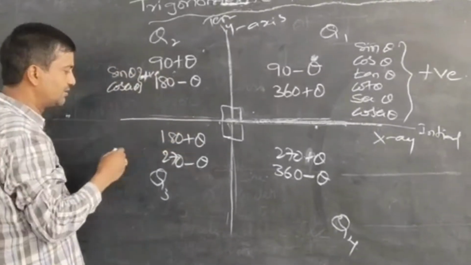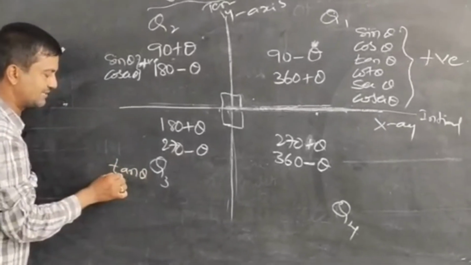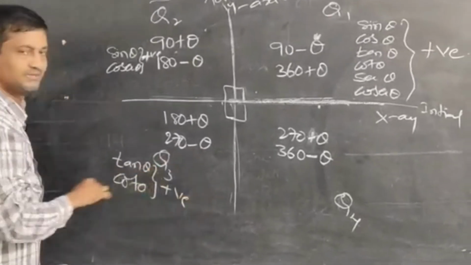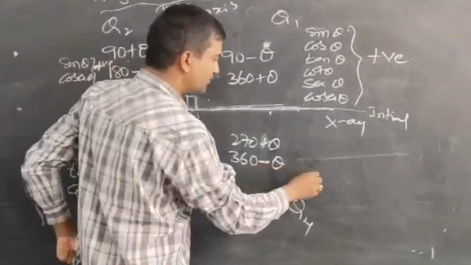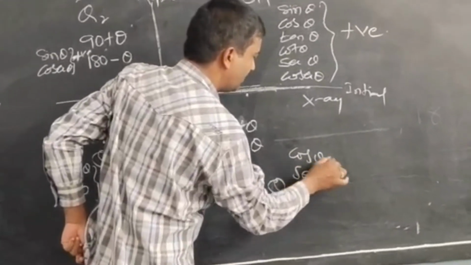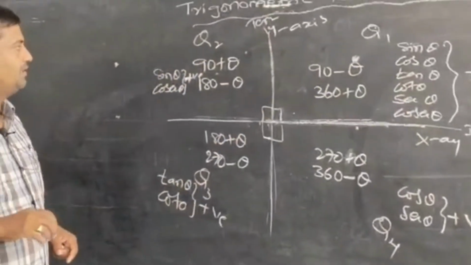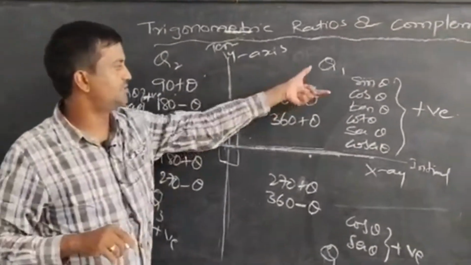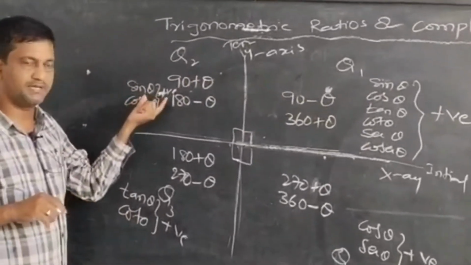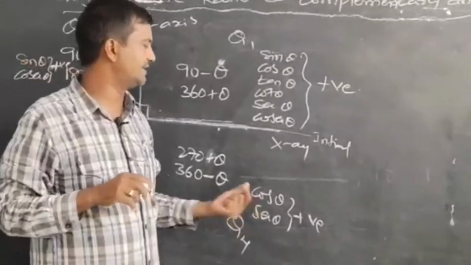In the third quadrant, tan theta and its reciprocal cot theta are positive, the rest are negative. In the fourth quadrant, cos theta and secant theta are positive, the rest are negative. To recap: in the first quadrant all ratios are positive; in the second, sine and its reciprocal; in the third, tan and cot; in the fourth, cos and secant.